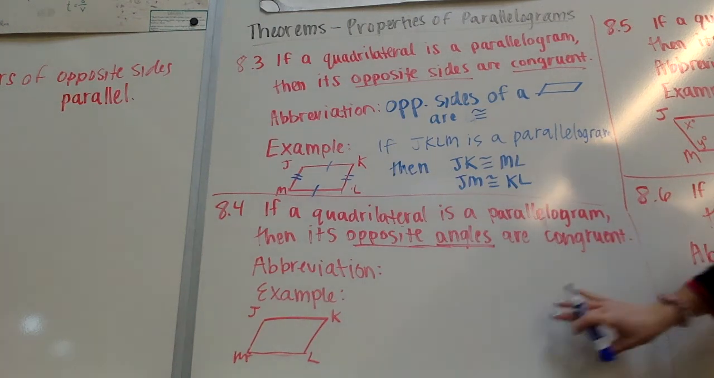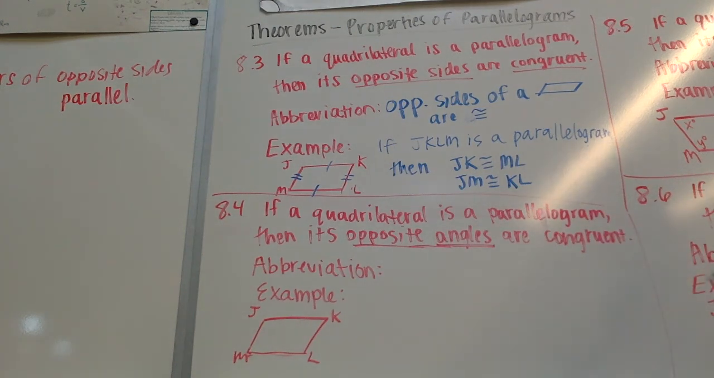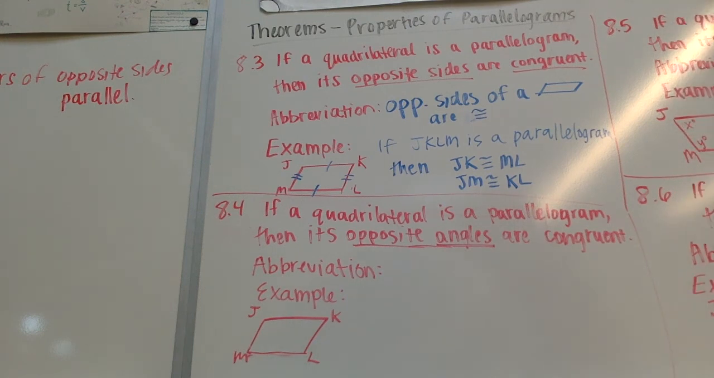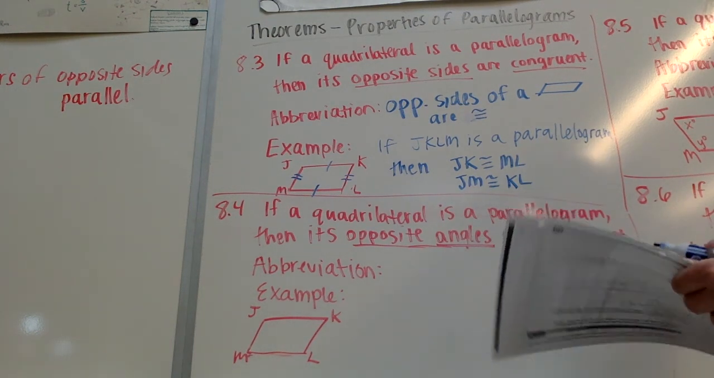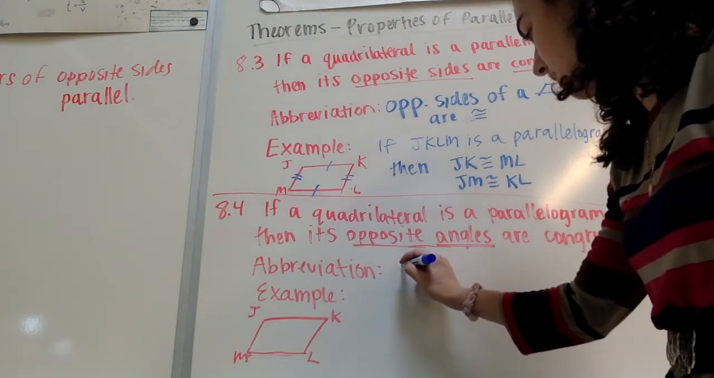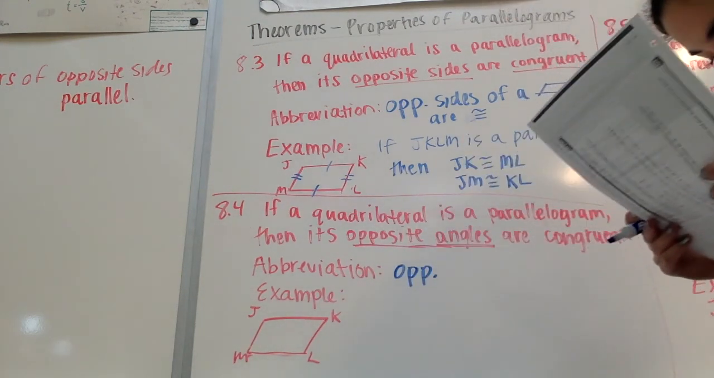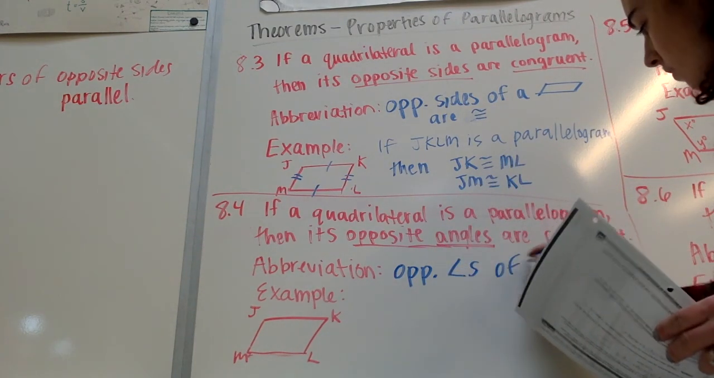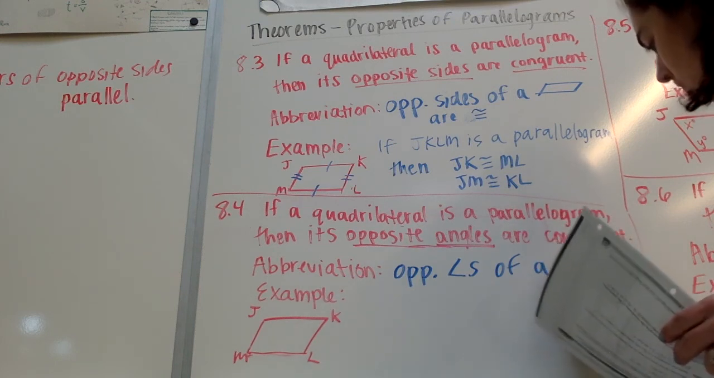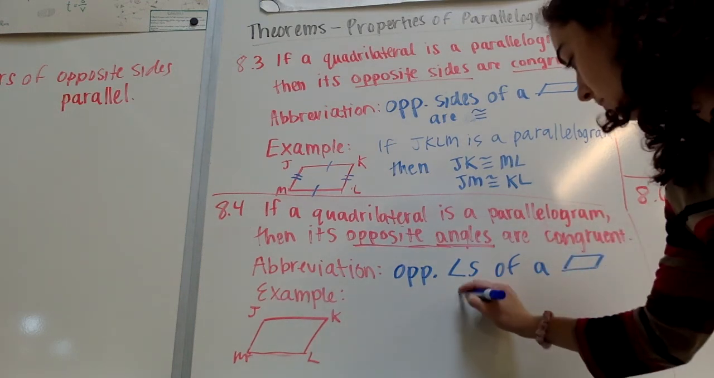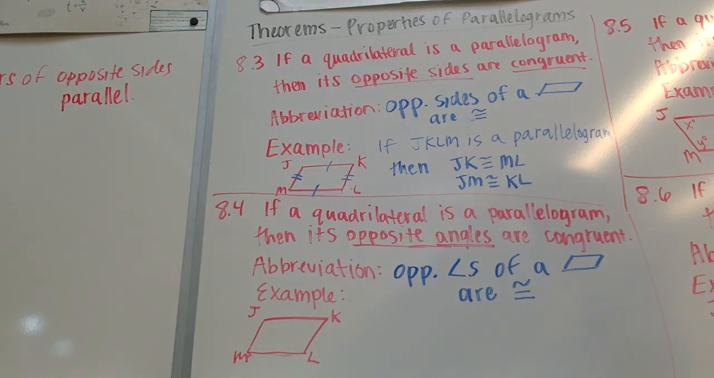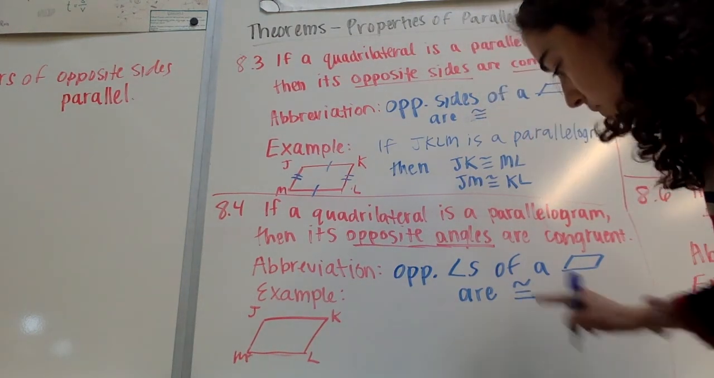And then the second theorem, the next theorem is if a quadrilateral is a parallelogram, then its opposite angles are congruent, okay? So this is opposite angles now. So the abbreviation here is written opposite angles of a parallelogram are congruent. That's the congruent symbol. Okay? It's an equal sign with a squiggly above it.